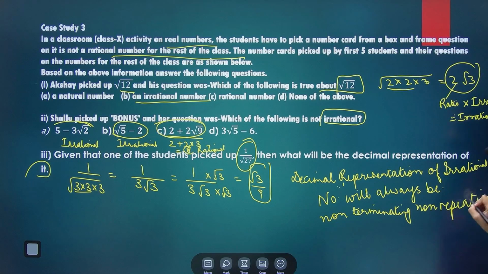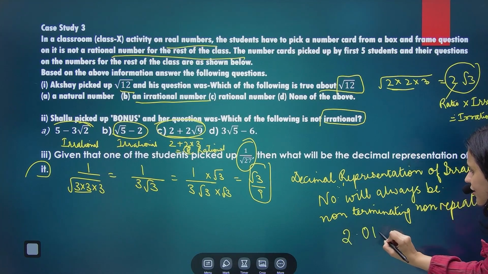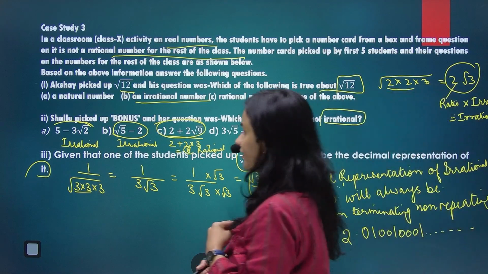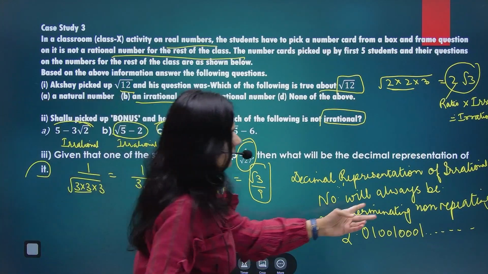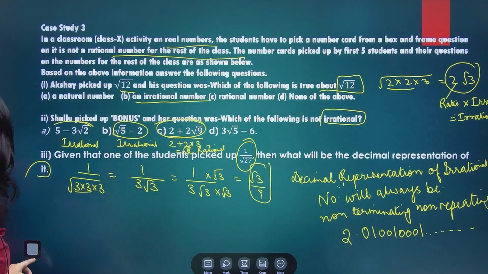सॉल्व इट. रूट 2 रूट 3 को आप सॉल्व करिए, डेसिमल में लाइए तो आप देखेंगे कि वो रिपीट भी नहीं हो रहा है, ख़त्म भी नहीं हो रहा है, इट गोज ऑन. सो ऑलवेज इरैशनल नंबर का डेसिमल रिप्रेजेंटेशन इज नॉन टर्मिनेटिंग एंड नॉन रिपीटिंग. आई होप दिस इज क्लियर.